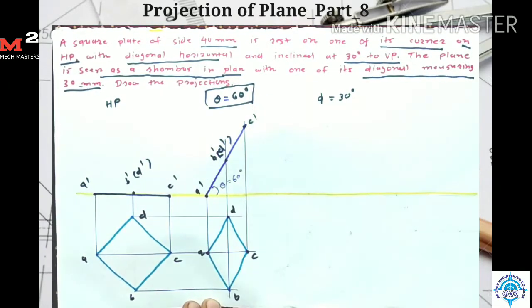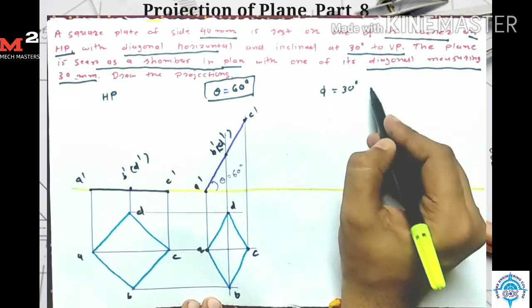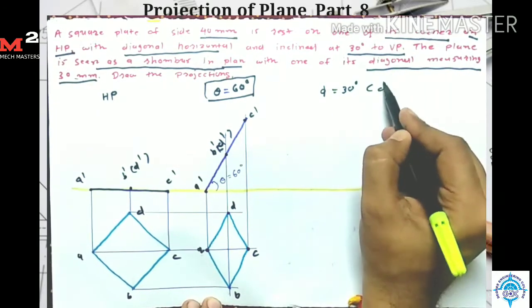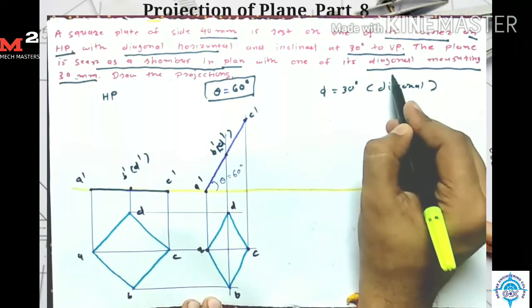Now let's come to the third stage. In third stage, given that the diagonal is inclined at 30 degree. Okay, this 30 degree is made by the diagonal. Okay, horizontal diagonal.